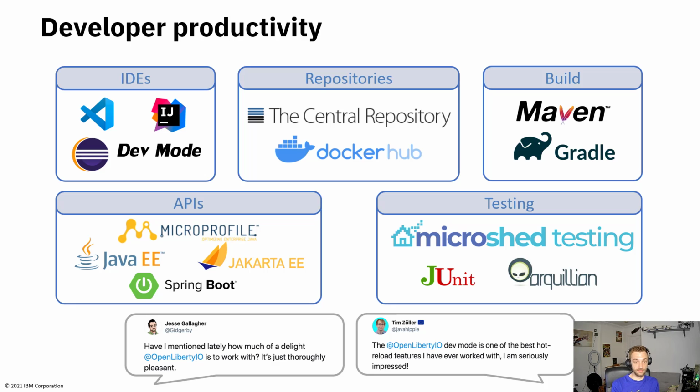We support the main build tools and the latest APIs, so you can use OpenLiberty with Spring. And compared to things like Tomcat, the throughput is nearly double when using Spring on OpenLiberty, so it's a great choice there. And it also supports things like MicroShed Testing or Testcontainers to do your testing.